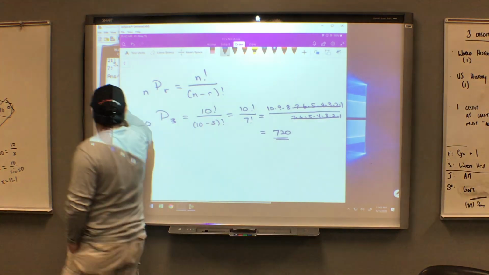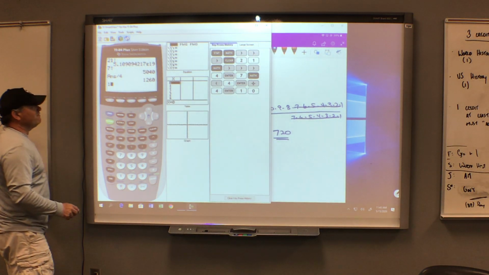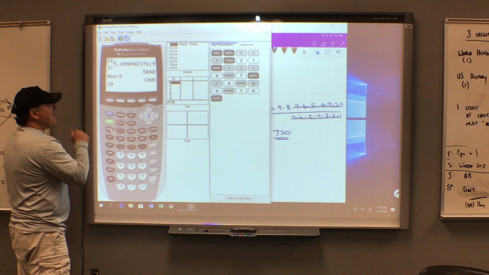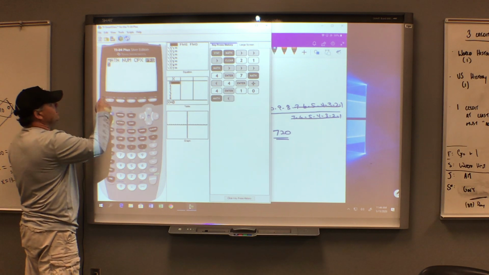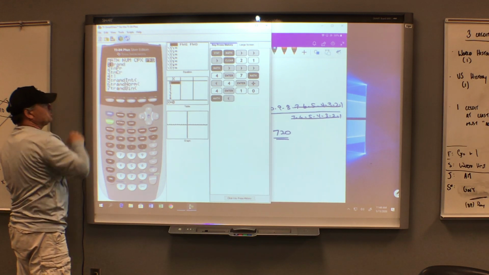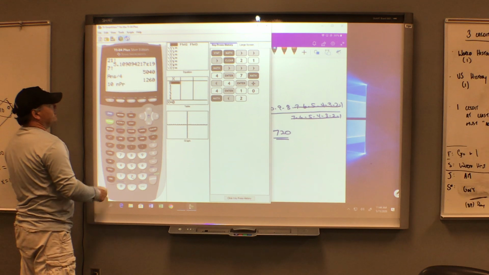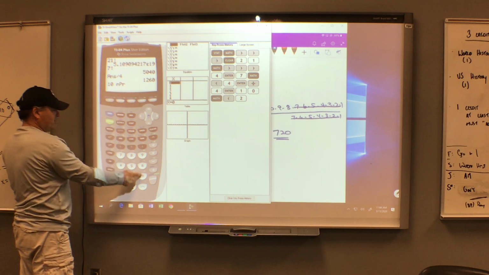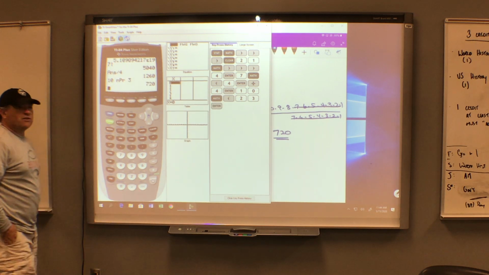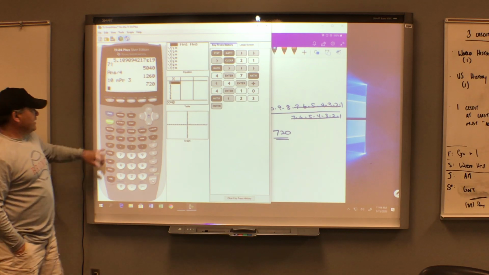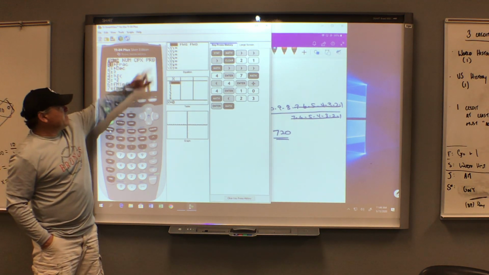On our calculator, we have a key for that. We're going to hit the 10 first, and then we're going to go to math, and under probability, you'll see it show up right there, option 2, nPr. Okay, and so it'll put it, 10 is the n, and the r is the 3, and there's our 720. So again, that's under math and PRB.